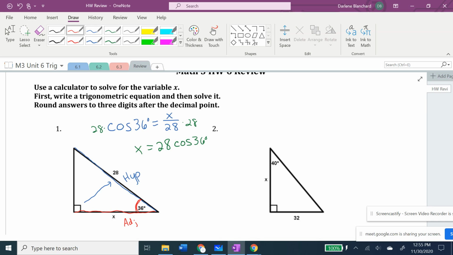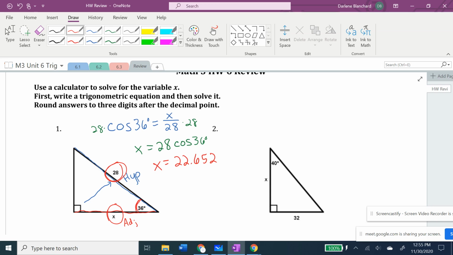And you can also logically think, and I said 3 digits, so I'll put a 2 right there. If the hypotenuse is 28, you should expect the adjacent to be smaller than 28. So things to kind of be aware of and keep an eye out for.